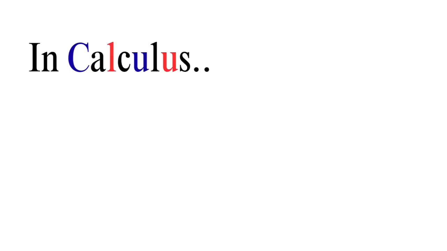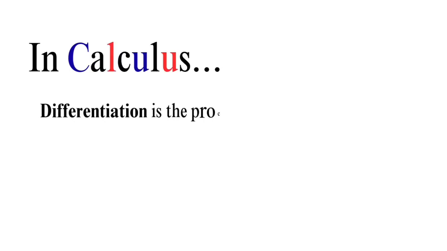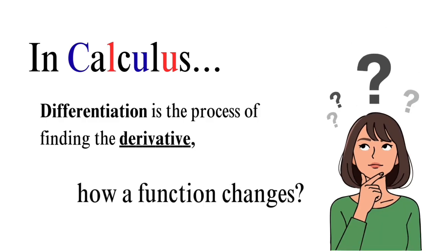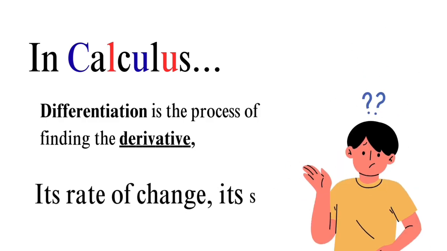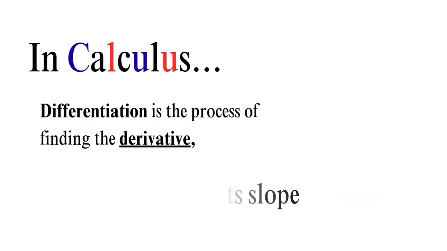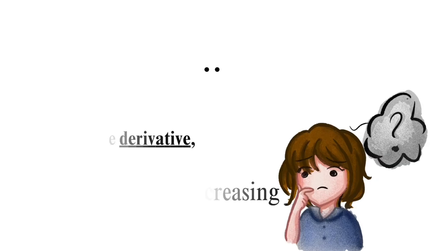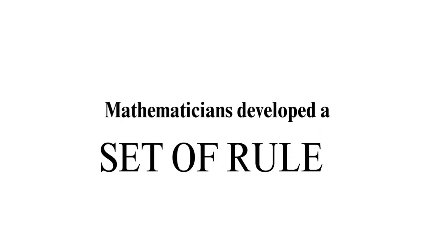In calculus, differentiation is the process of finding the derivative, which simply tells us how a function changes: its rate of change, its slope, or how fast something is increasing or decreasing. To make this process easier, mathematicians develop a set of rules that allow us to differentiate functions quickly without going back to the long limit definition every time. In this video, we will walk through the most important differentiation rules that you'll use in almost every calculus problem.